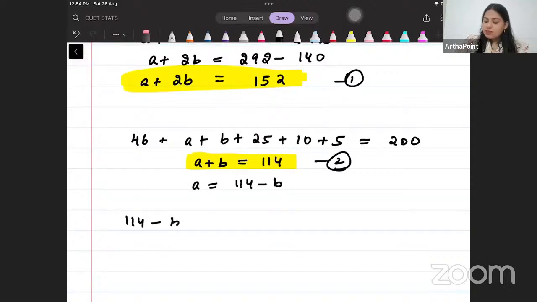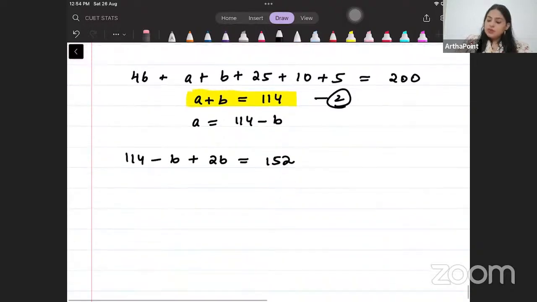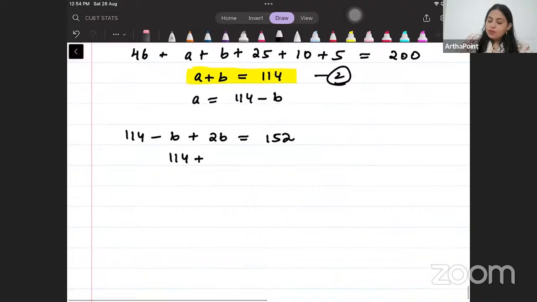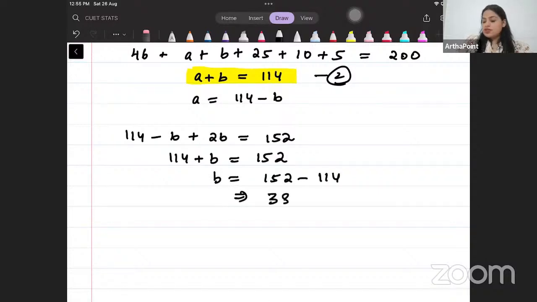So 114 minus B plus 2B is equal to 152. So you will get 114 plus B is equal to 152. So B will be 152 minus 114. So B will come down as 38 and A will come as 76. So you are able to go ahead and find the missing frequency.